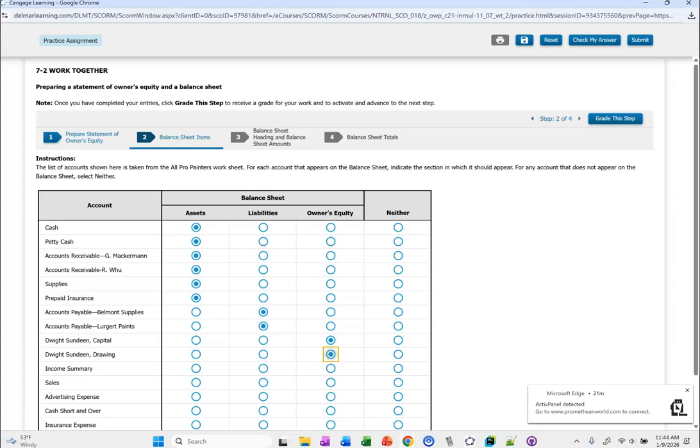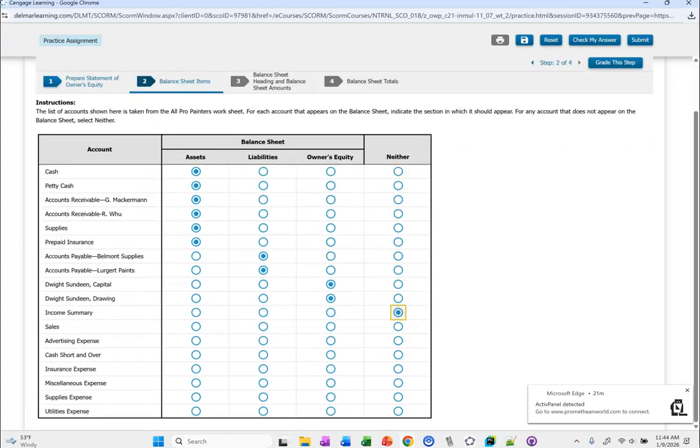Income statement. Sales. That's a revenue, so that's neither for our purposes, I believe. Advertising expense. Liability? Oh, no, that's an expense, not a liability, right? So I think all these go neither. Let's check. Drawing, that's wrong, I guess. What is the drawing? I think it's a liability. It's a neither? Okay. Really? Wow. That would have been my guess if it wasn't an equity.